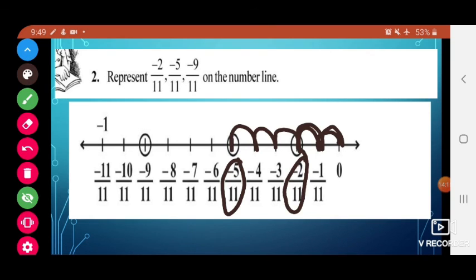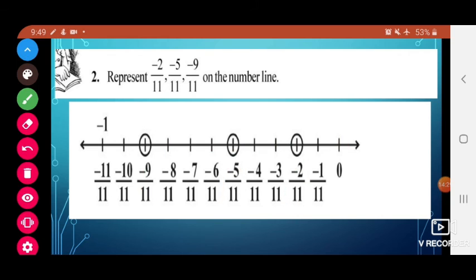Next one is minus 9. Again from 0, 9 parts: 1, 2, 3, 4, 5, 6, 7, 8, 9. This is our third rational number. Okay children. Next one.